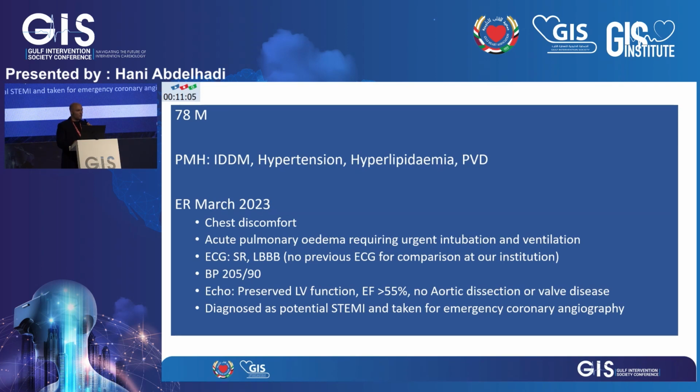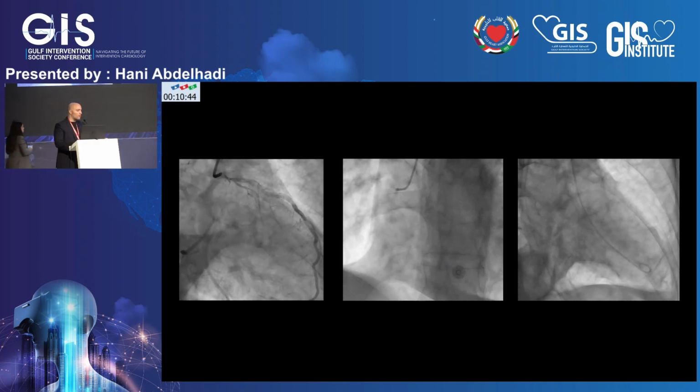His ECG shows a left bundle branch block. We have no previous ECGs for this patient. His systolic is 200 millimeters of mercury. That may or may not be important. An emergency echo showed no obvious wall motion abnormalities and no major aortic dissections or issues. So we thought this is a potential STEMI and took him to the cath lab as soon as he was intubated and ventilated. This is the coronary angiogram.